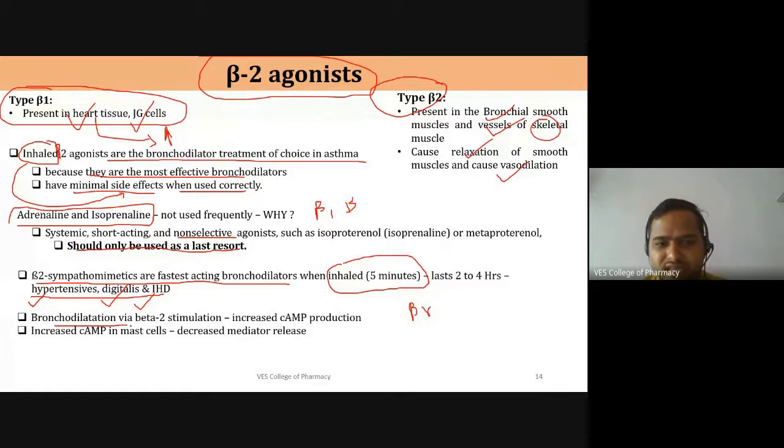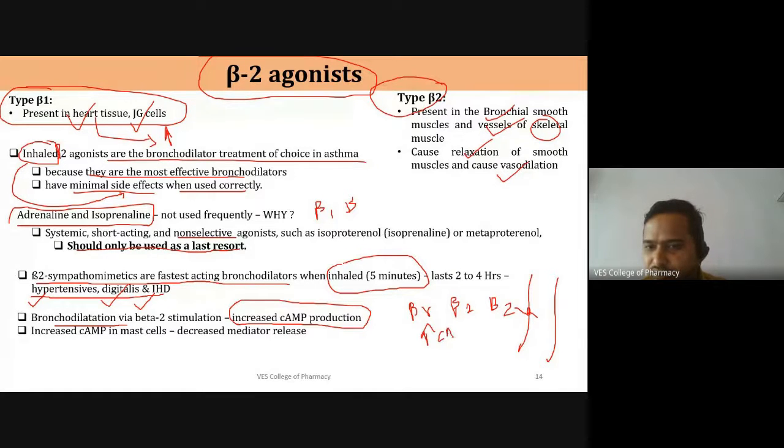So how is bronchodilation stimulated by the beta 2 receptor? Beta 2 receptors are present on the smooth muscle of the bronchi. This beta 2 drug will bind on this smooth muscle and activate the beta 2 receptor, and the beta 2 receptor will start the production of cAMP. This increase in cAMP will cause bronchodilation within the bronchial smooth muscles.